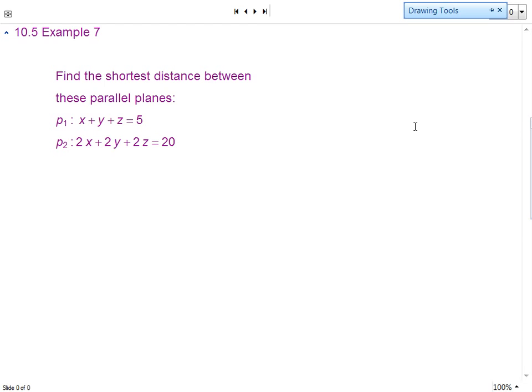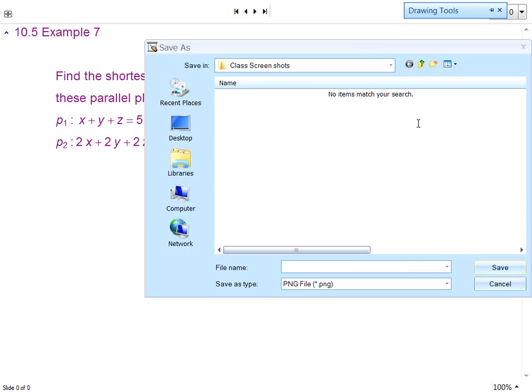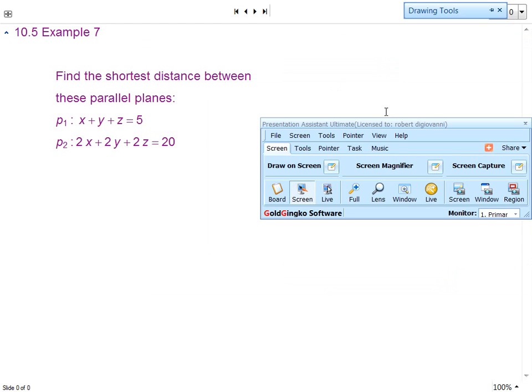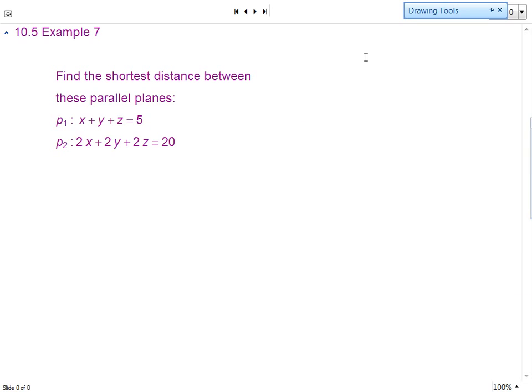Okay, Control 7. I'm in a little bit of a bind here. I want to save this picture. There it is. Okay. Is this on? There we go. All right. Moving right along here. I think we're moving right along.